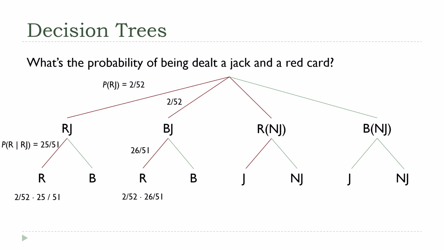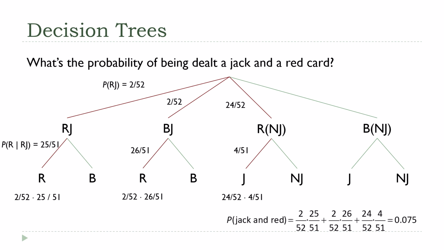Okay, so how about the red not jack and then a jack option? Well, the first probability is 24 out of 52. There are 24 red cards that are not jacks. And the probability of a jack, well, all 4 are still in the deck. So that's 4 out of 51. And if we multiply down that branch, we get this product. Okay, now we can answer our question. The probability of a jack and a red card is the sum of those probabilities.